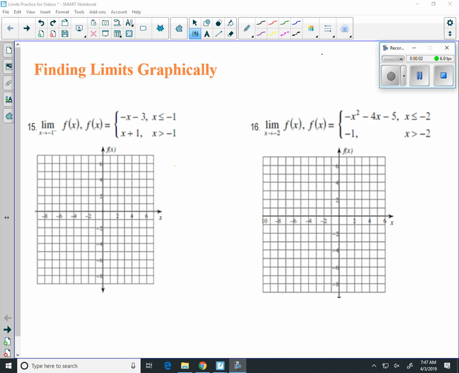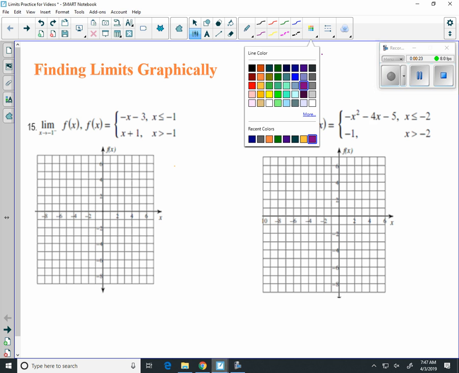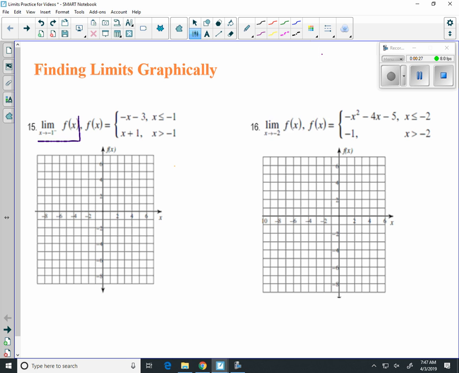Alright, so I'm just going to show you a couple of these piecewise graphs. The 17 and 18 are rational functions, so hopefully you are a little more comfortable with those since we did a couple days on rational functions at the beginning of the unit. For 15, we have two little lines, and what we're asked here is the limit from the left.